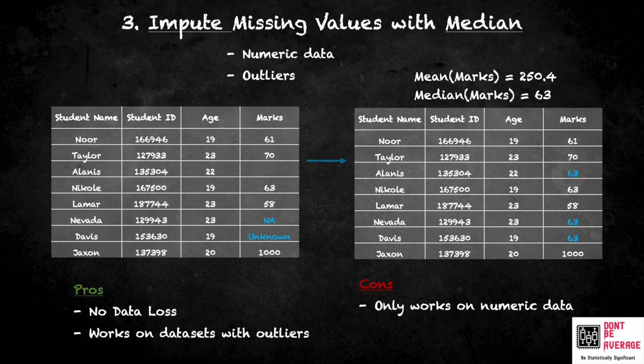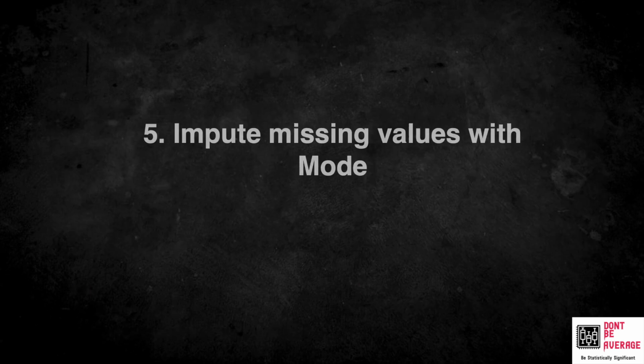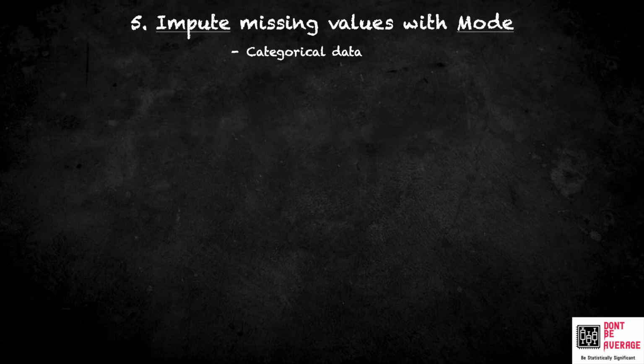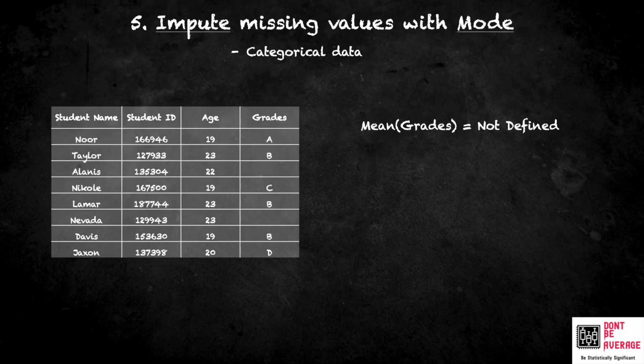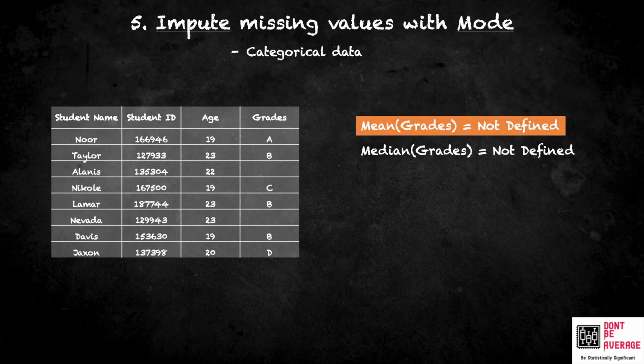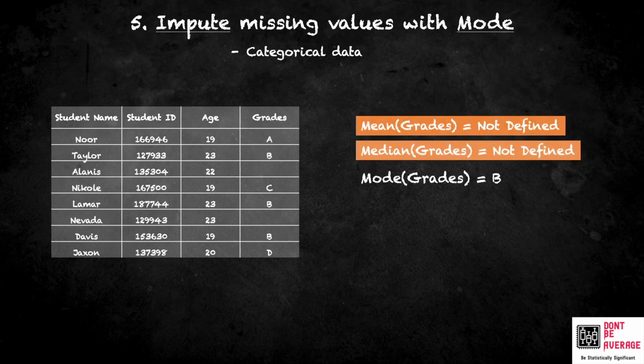So if you have categorical data, we cannot calculate mean or median. So these two methods will not apply there. Next approach is imputing missing values with mode. In case the column that is having missing values is a categorical column, we won't be able to calculate its mean or its median. In that case, we can use the mode of those values to impute all the missing values.